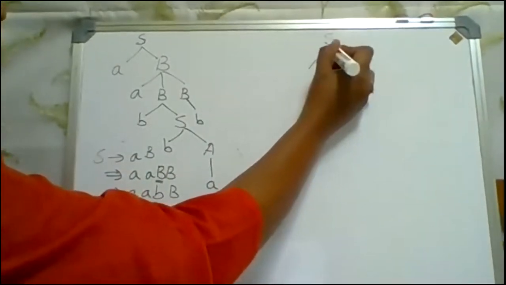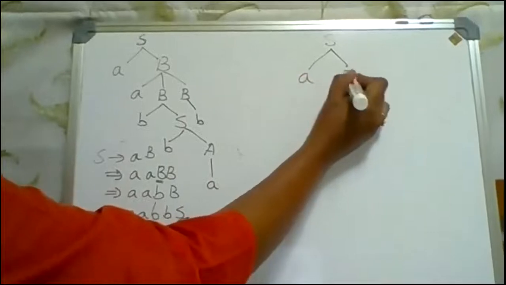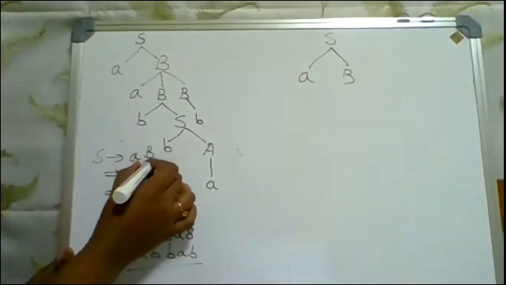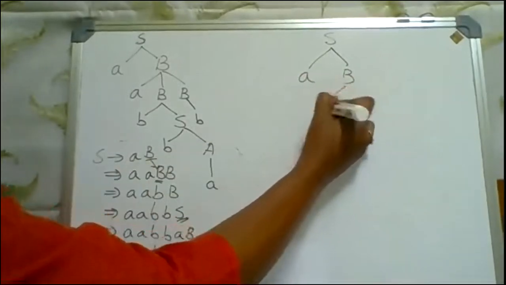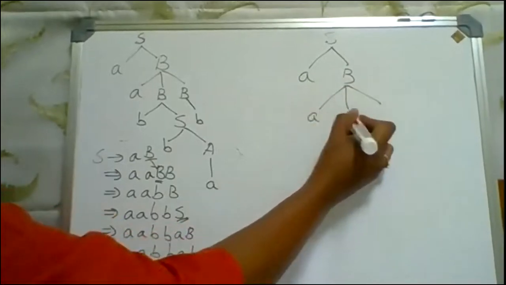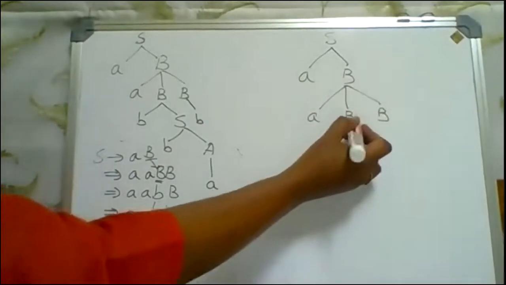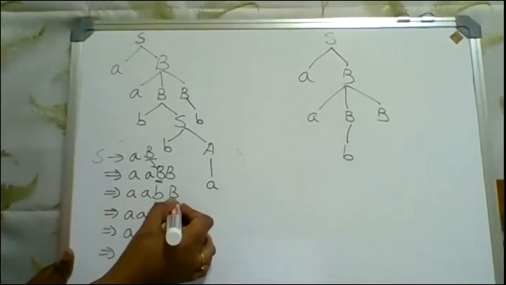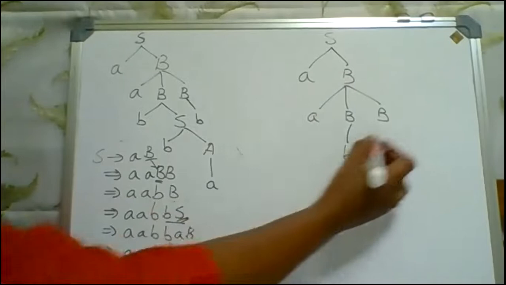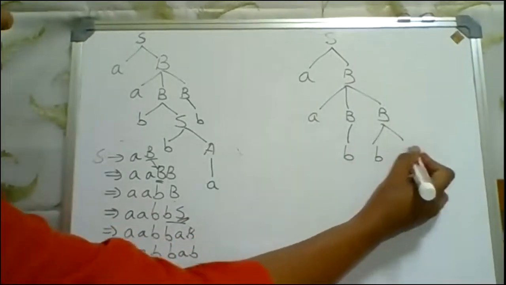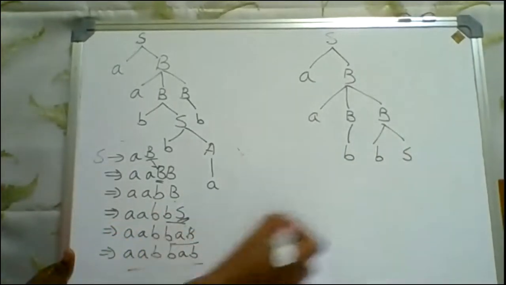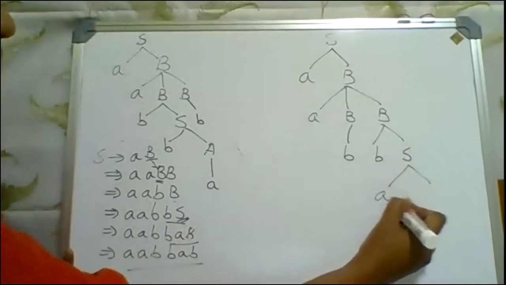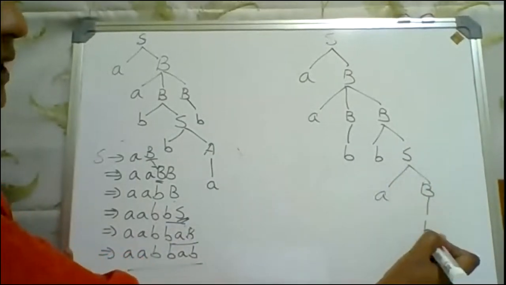S is deriving AB. Again, this B is replaced with ABB. Again, the first B is replaced with B. Again, in the next step, B is replaced with BS. Again, S is replaced with AB, and B is replaced by B.